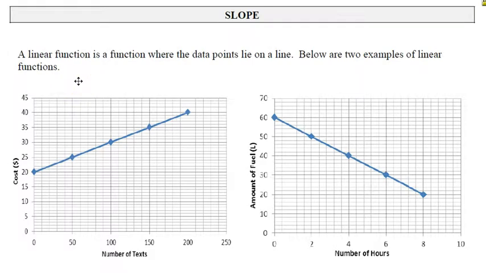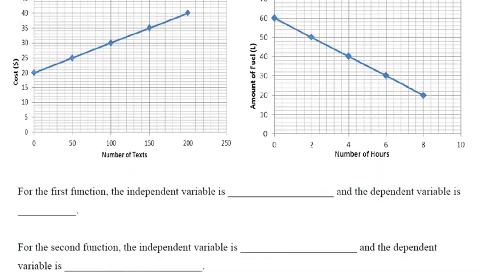Slope. A linear function is a function where the data points lie on a line. Below are 2 examples of linear functions. So there's a cost for a number of textbooks, and there's a number of hours and the amount of fuel, which is going down as the hours go up, I guess, because you're using fuel. And the cost of the textbooks goes up as you get more of them.